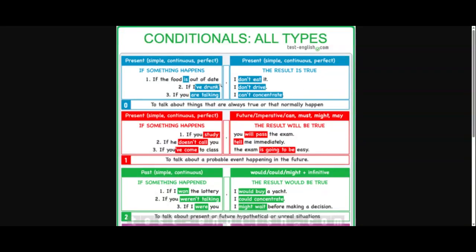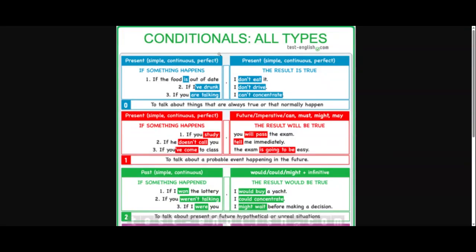If the food is out of date, I don't eat it. Porque esto es general. Si la comida está pasada, yo no me la como. Nadie se la come. ¿Vale? Porque es un hecho real. If I drink, I don't drive. Si yo he bebido, yo no conduzco. También esto es, usualmente esto es verdadero, ¿vale? Por eso utilizamos la condicional cero.